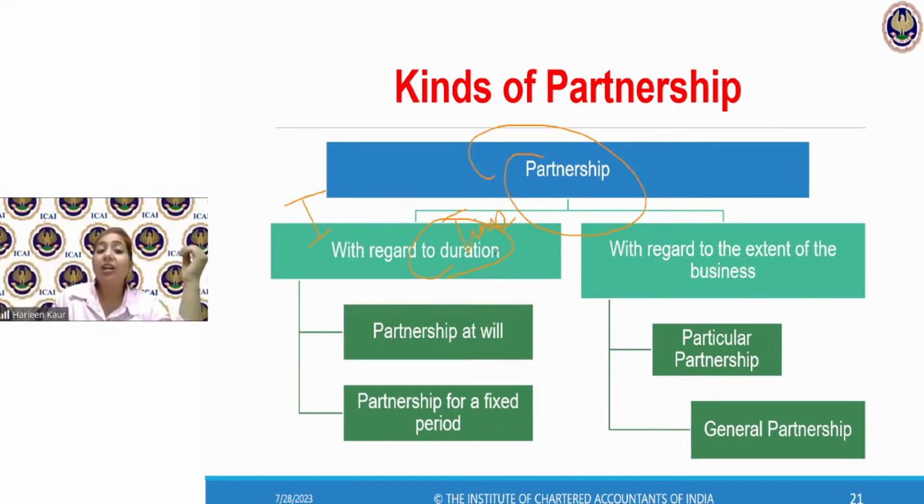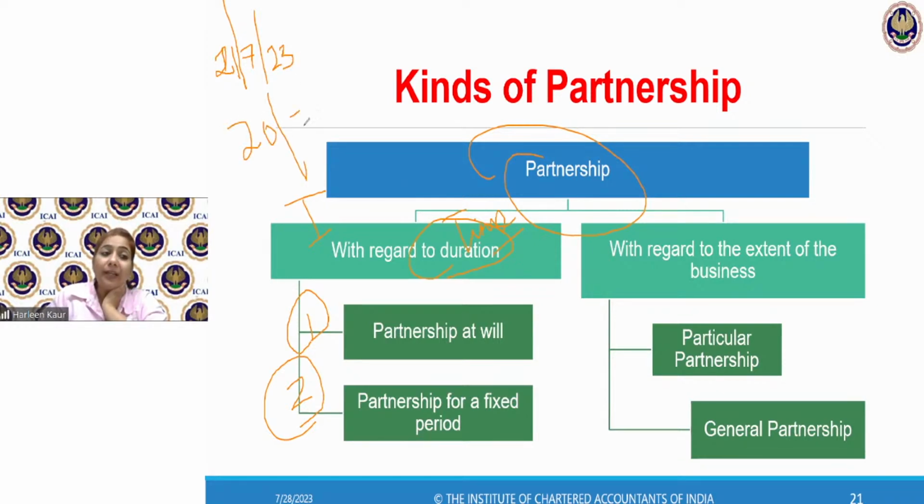So it says with regard to time period, number one, there is partnership at will. Number two, there is a partnership for a fixed period. So A and B decided on 21st July that let's start a business and we will do this business together till 20th July 2025.